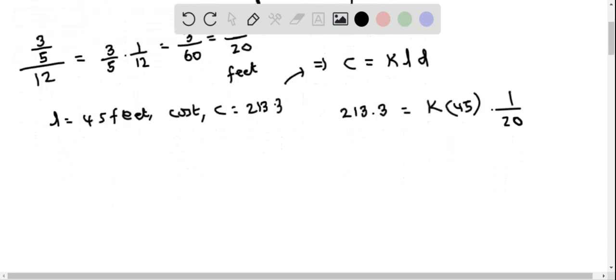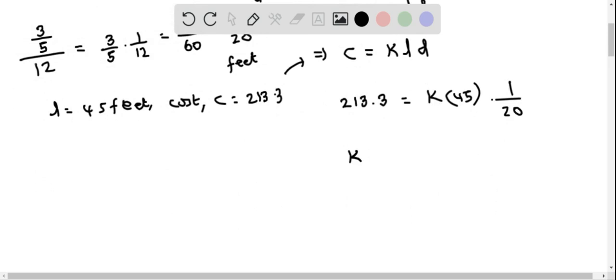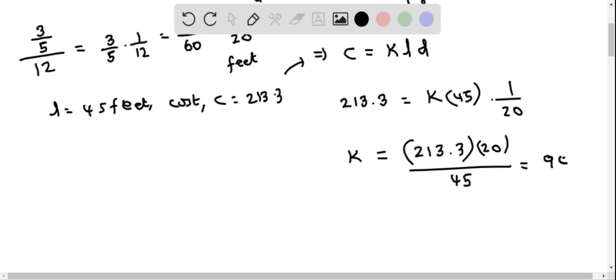We can solve for the value of K by multiplying both sides by 20 and dividing by 45. And when you do that, we get K equals 213.3 times 20 over 45. We plug this into the calculator to determine the value of K, and we get K equals 94.8. This means we plug this value of K into the cost equation to get a generic cost equation. So therefore, the generic cost equation for this problem is C equals 94.8 times LD, where L and D should both be in feet.